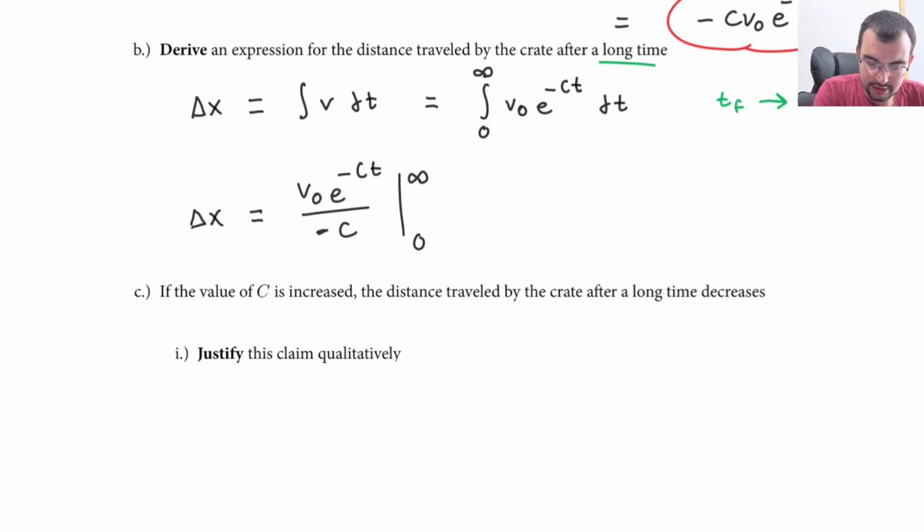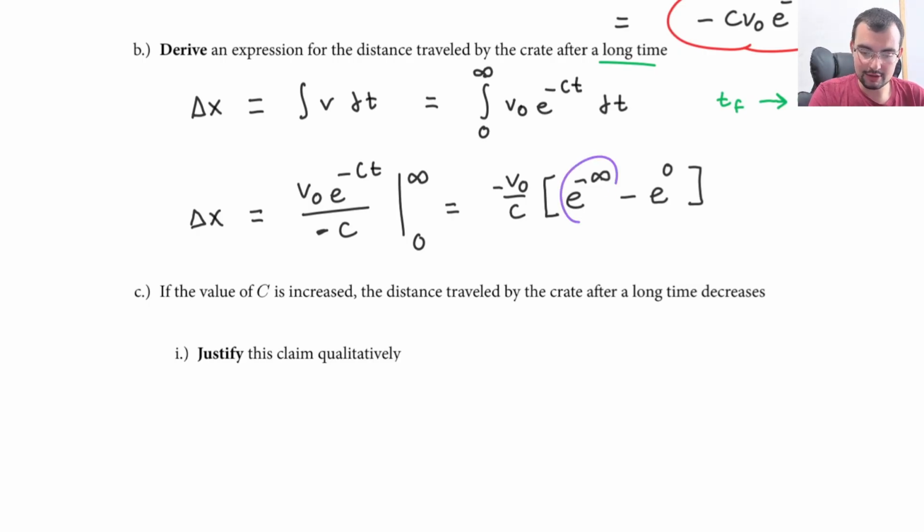All right, so now we can factor out v0 over c. And if I plug in my upper limit, I would get e to the negative infinity minus e to the negative 0, or just e to the 0. And now we got to think about this. This might look scary, but again, just picture a graph. We know that if you plug in just a positive exponent, an exponential gets bigger and bigger and bigger. So if you're dividing by that, it's getting smaller and smaller and smaller, right?